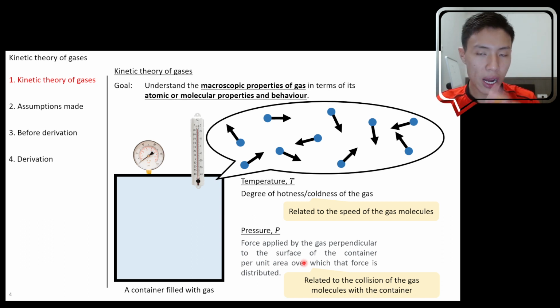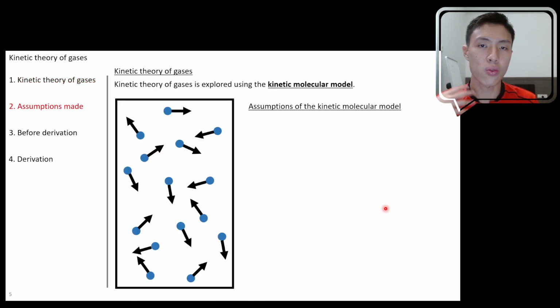Okay, so to understand all this relation between temperature, the microscopic properties, and also the speed, which is the microscopic behavior, we need to define a model in which we study the gas. So what kind of assumption are we going to make for our gas? To do that, I'm going to introduce to you the model that we are using to analyze our gas. We are going to analyze our gas as an ideal gas based on the kinetic molecular model.